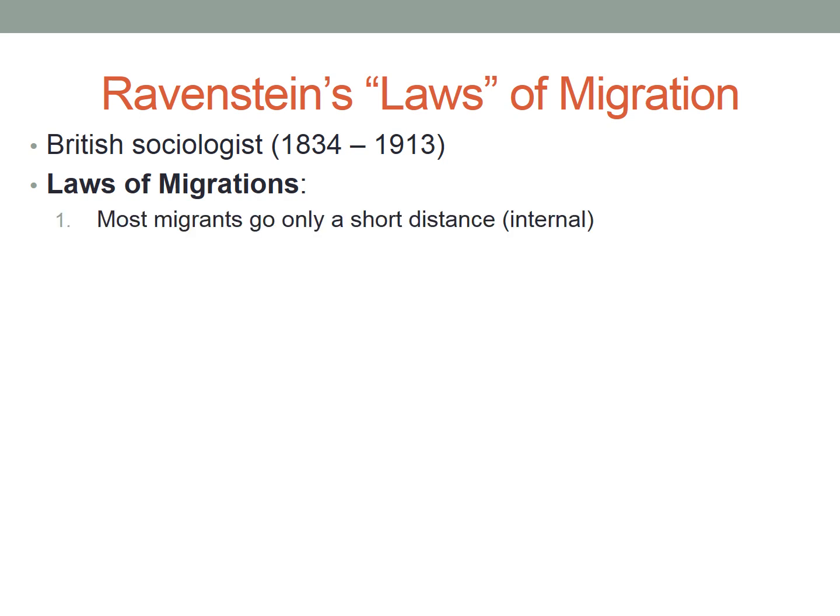So the first law of migration is that most migrants will only go a short distance. This is typically going to be internal migration. It's a great example of distance decay. So not a bad thing to write down out to the side.